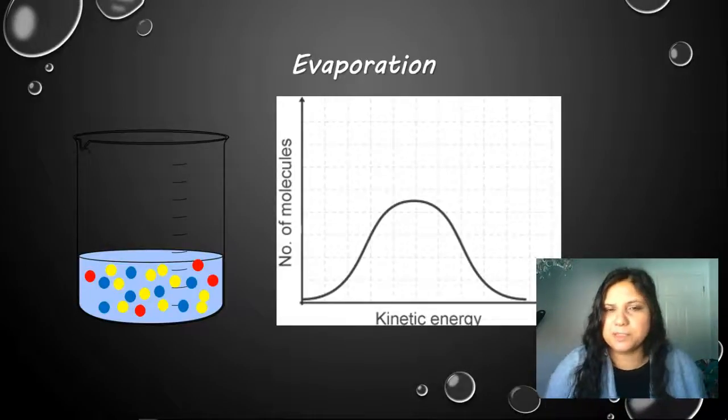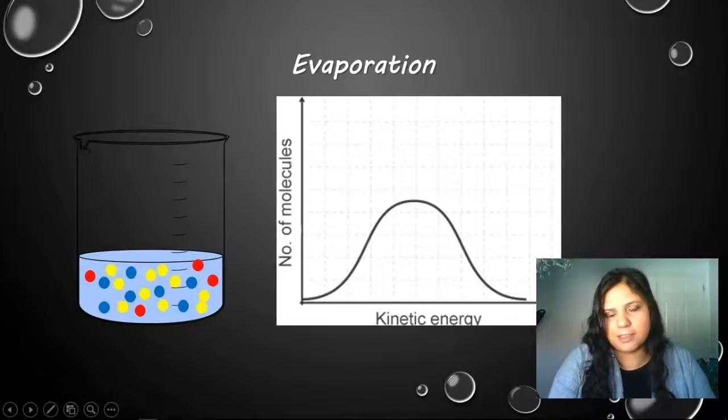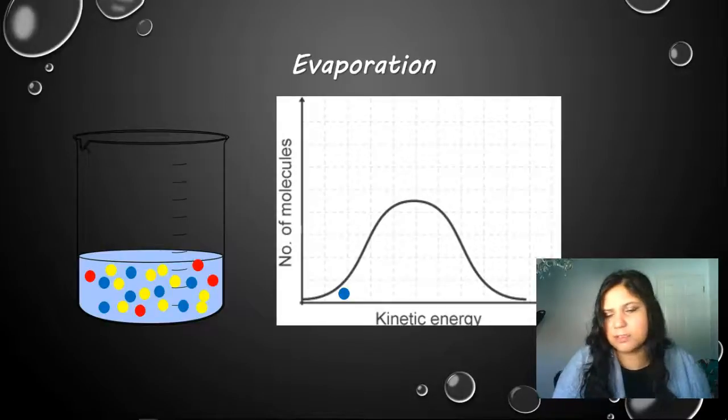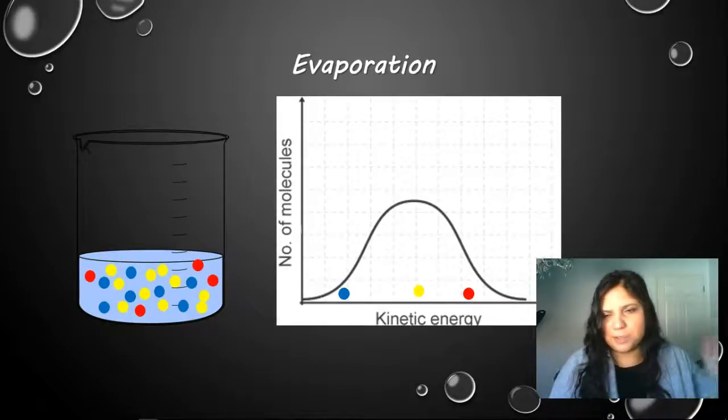This is a Maxwell-Boltzmann distribution graph, and what it shows is the number of particles and how much energy they have. The amount of kinetic energy increases from here to here. On our graph, the cold particles would be in this region, the warmer particles somewhere here, and then our nice hot particles would be closer to the end because they have a lot of kinetic energy.